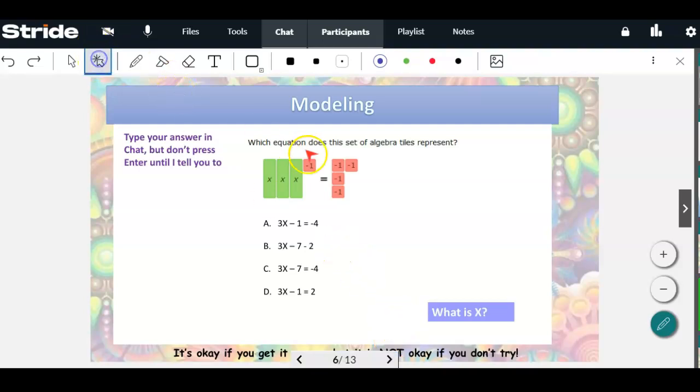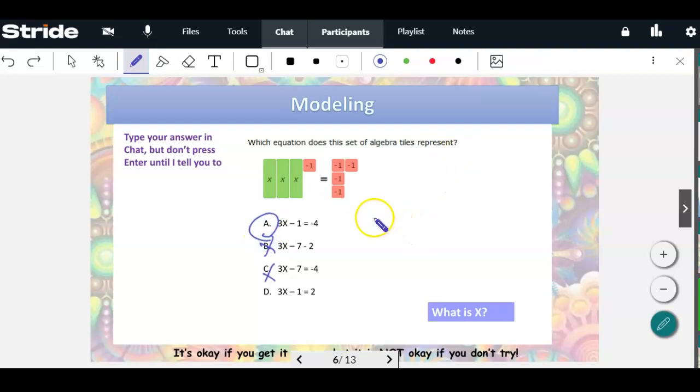All right, let's try this one. It says, which equation does this set of algebra tiles represent? So we have 3x. So they all show 3x. This is minus 1. Okay, so we can eliminate B and C because that says minus 7. And then on the right side, there's 4 negatives. So the answer is A.